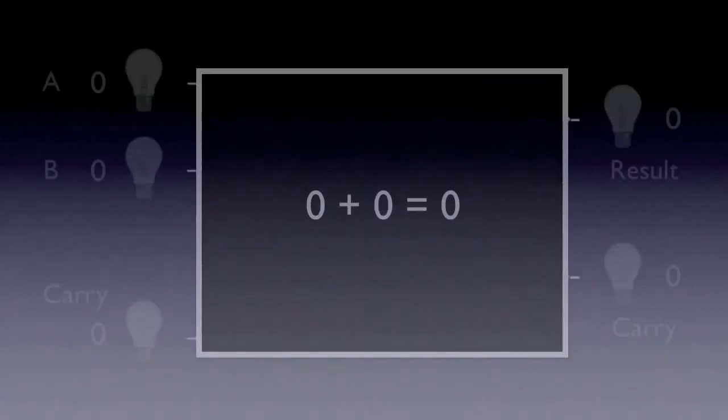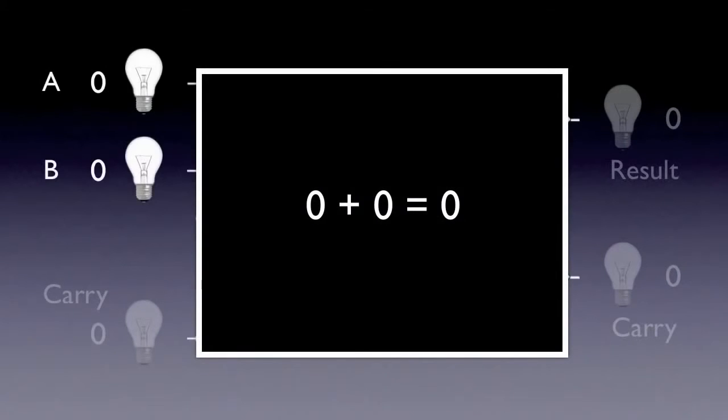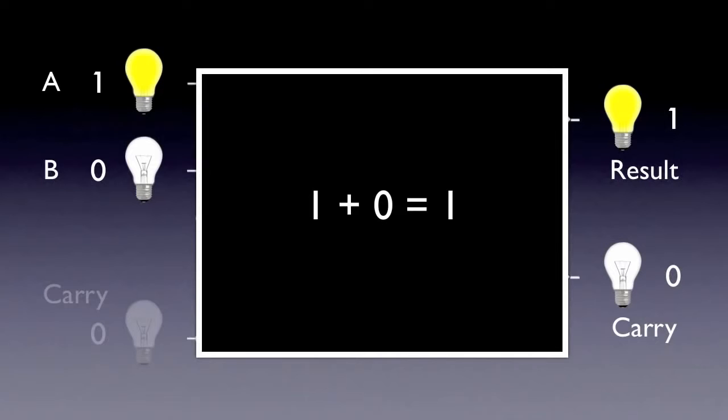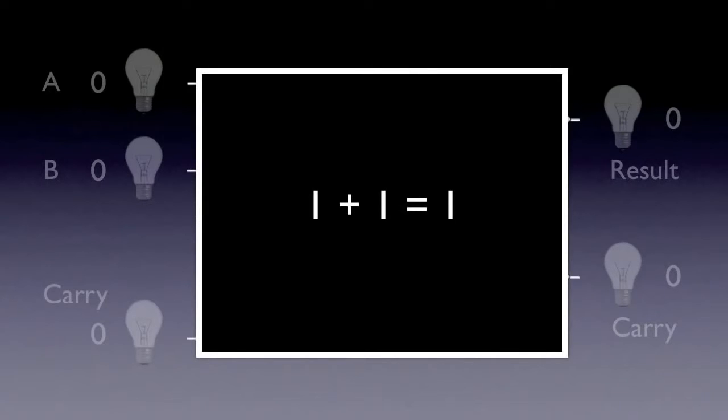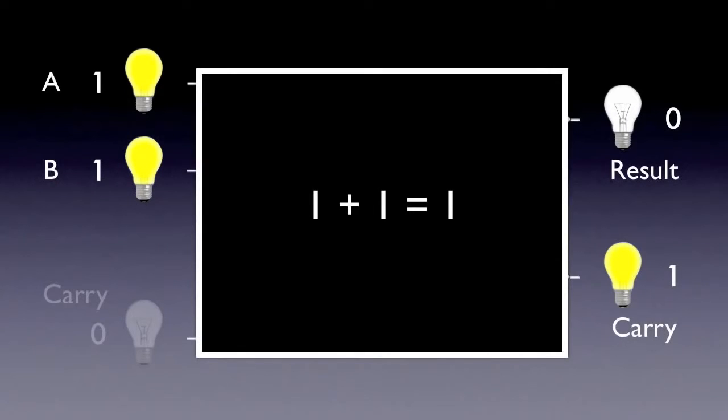Let's return to the adder circuit and see how it performs this addition. We'll start with an easy one. 0 plus 0 is 0, and there's no need to carry anything. Easy. Let's look at another one. 0 plus 1 is 1, and again, there's no need to carry. And of course, the inverse, 1 plus 0, must also equal 1. Finally, and this is the tricky one, 1 plus 1 is 0, and we must carry 1.